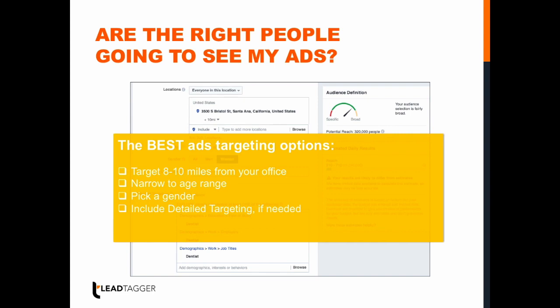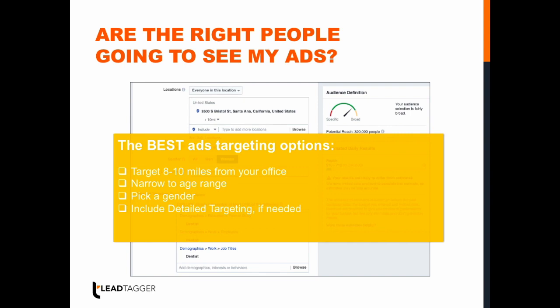You want to pick a gender, and you also want to include detailed targeting if needed. So if you are advertising for veneers, you want to include detailed targeting for people who are interested in straight teeth, in that Hollywood smile, cosmetic dentistry, anything like that is relevant to whatever treatment you're offering. You want to include that detailed targeting on there.